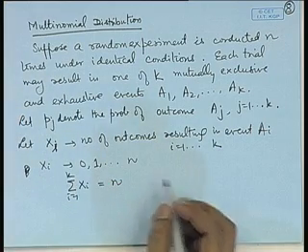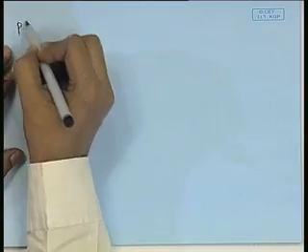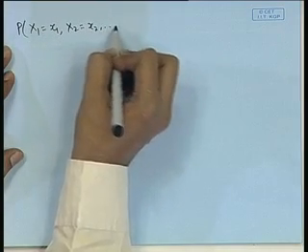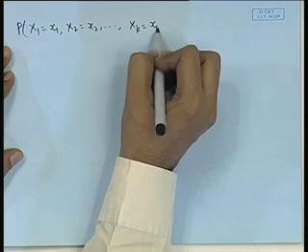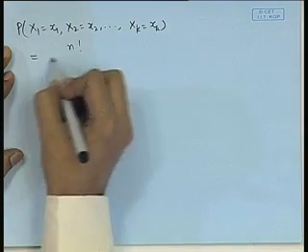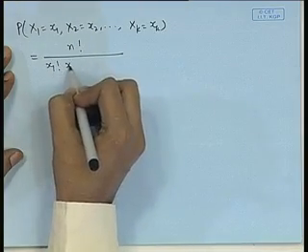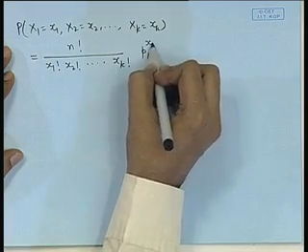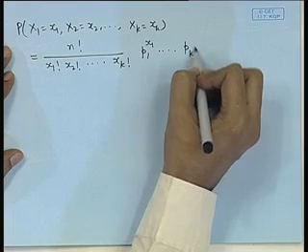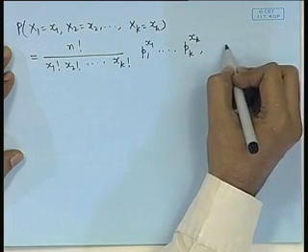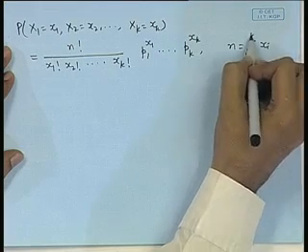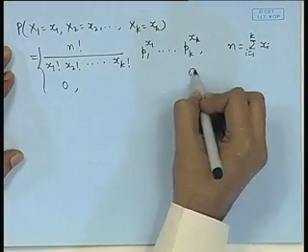So, if we write down the probability that X1 is equal to x1, X2 is equal to x2, up to Xk is equal to xk, then this is equal to n factorial divided by x1 factorial, x2 factorial and so on up to xk factorial, times p1 to the power x1, p2 to the power x2, up to pk to the power xk, where n is equal to sigma xi, i equal to 1 to k. It is equal to 0 otherwise.